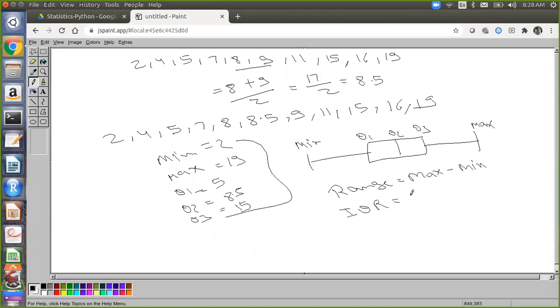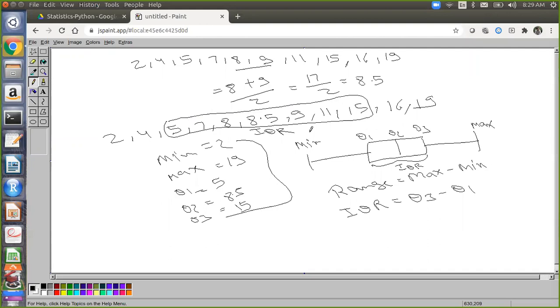IQR, or interquartile range, is basically Q3 minus Q1. So the interquartile range is nothing but this particular box. Whatever data is available in your box, or between these two quartiles, is represented by IQR.